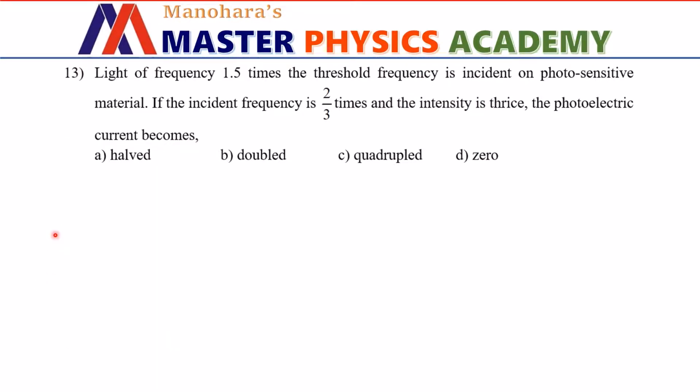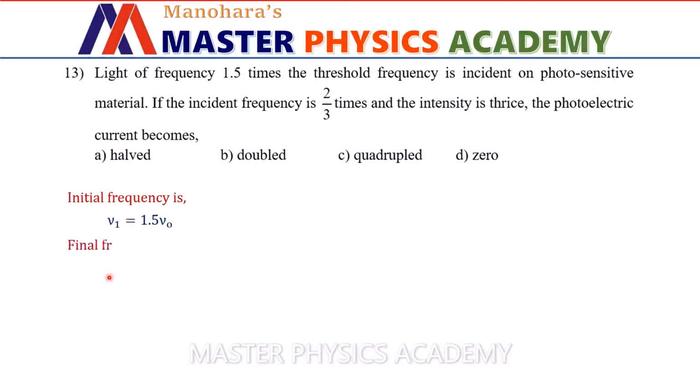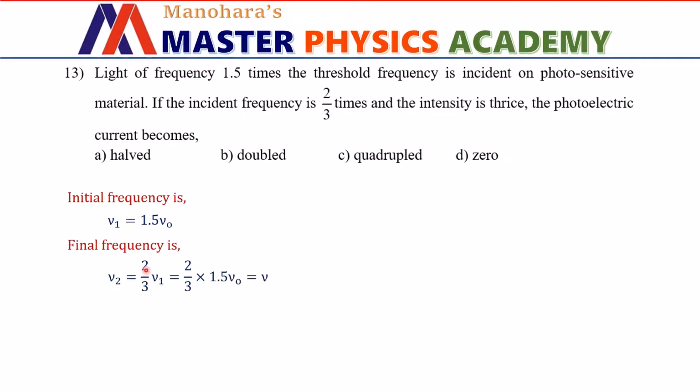Light of frequency 1.5 times the threshold frequency is incident on a photosensitive material. If the incident frequency becomes 2 by 3 times and the intensity is thrice, the photoelectric current becomes. Initially, the frequency of the incident photon is 1.5 times the threshold frequency. Finally, the frequency of the incident photon becomes 2 by 3 times the initial frequency. Substituting and solving, we get the final frequency equal to the threshold frequency.